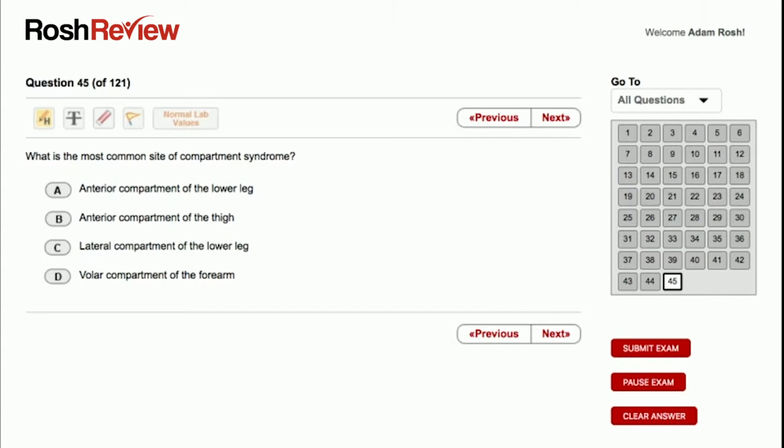It is most commonly associated with supracondylar fractures in children and radial head fractures in adults. However, it is uncommon overall. And while it is possible, it is certainly not the most common. So we're going to cross that out. And then we're left with two answer choices that include the lower leg and one answer choice that includes the thigh. Now, let's just think about compartment syndrome and what it is.